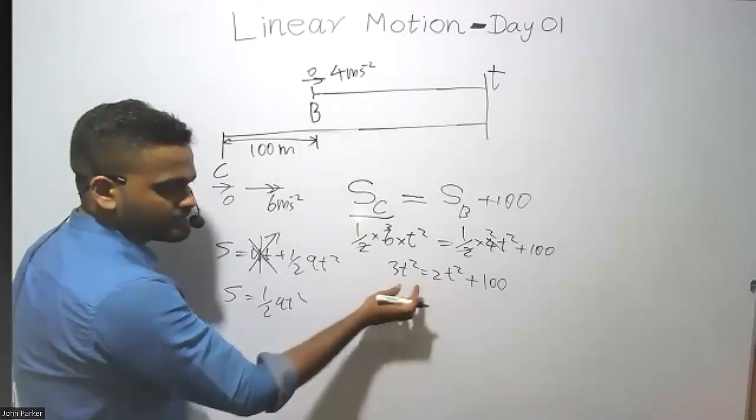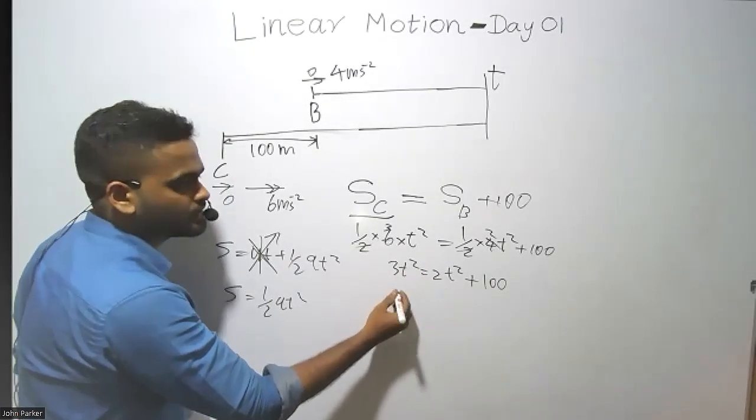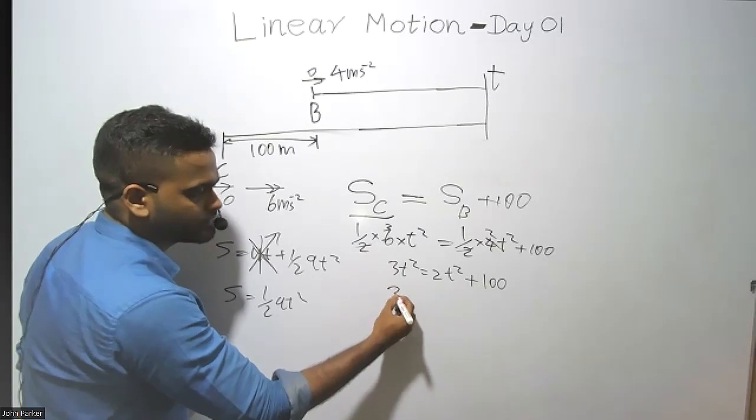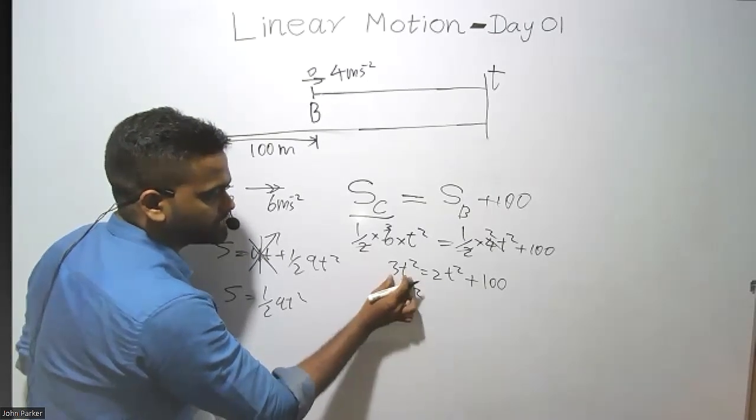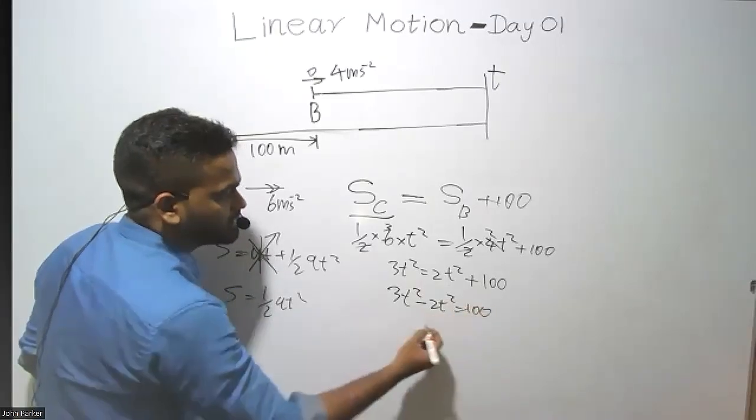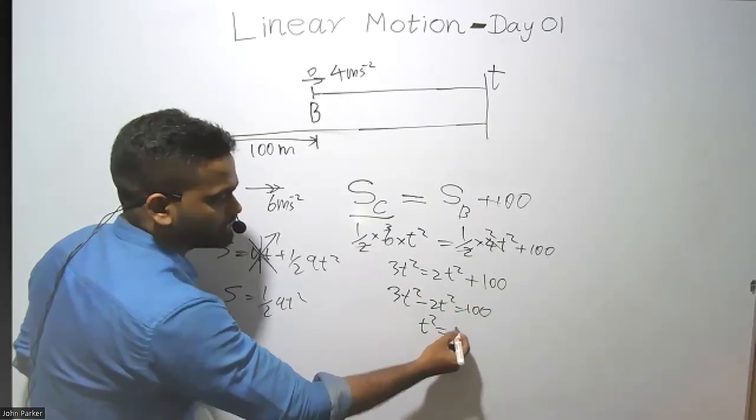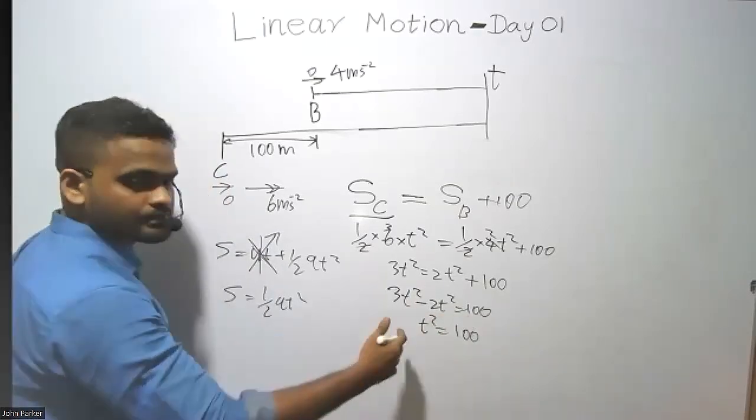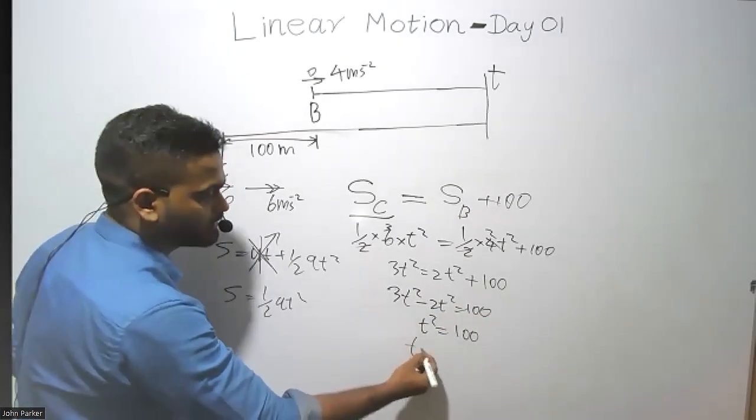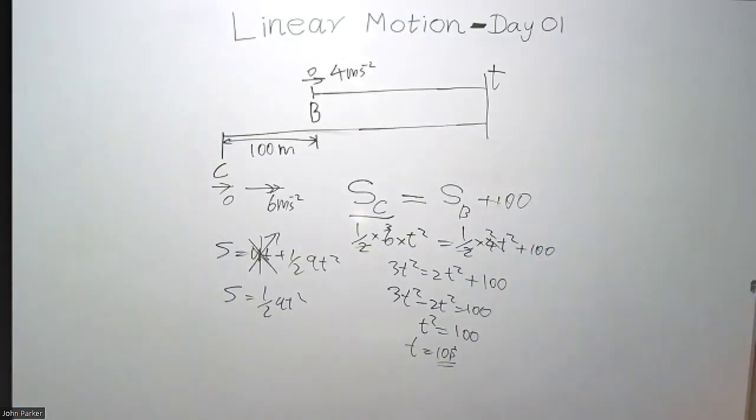So 2t squared comes to the other side. 3t squared minus 2t squared, 1t squared, right? If you want, I can write that. 3t squared minus 2t squared equals 100. 3 minus 2, that is 1, t squared equals 100. Take the square root of both sides. So it should be 10 seconds. 10 seconds, yeah, correct. Fourth one is the answer.